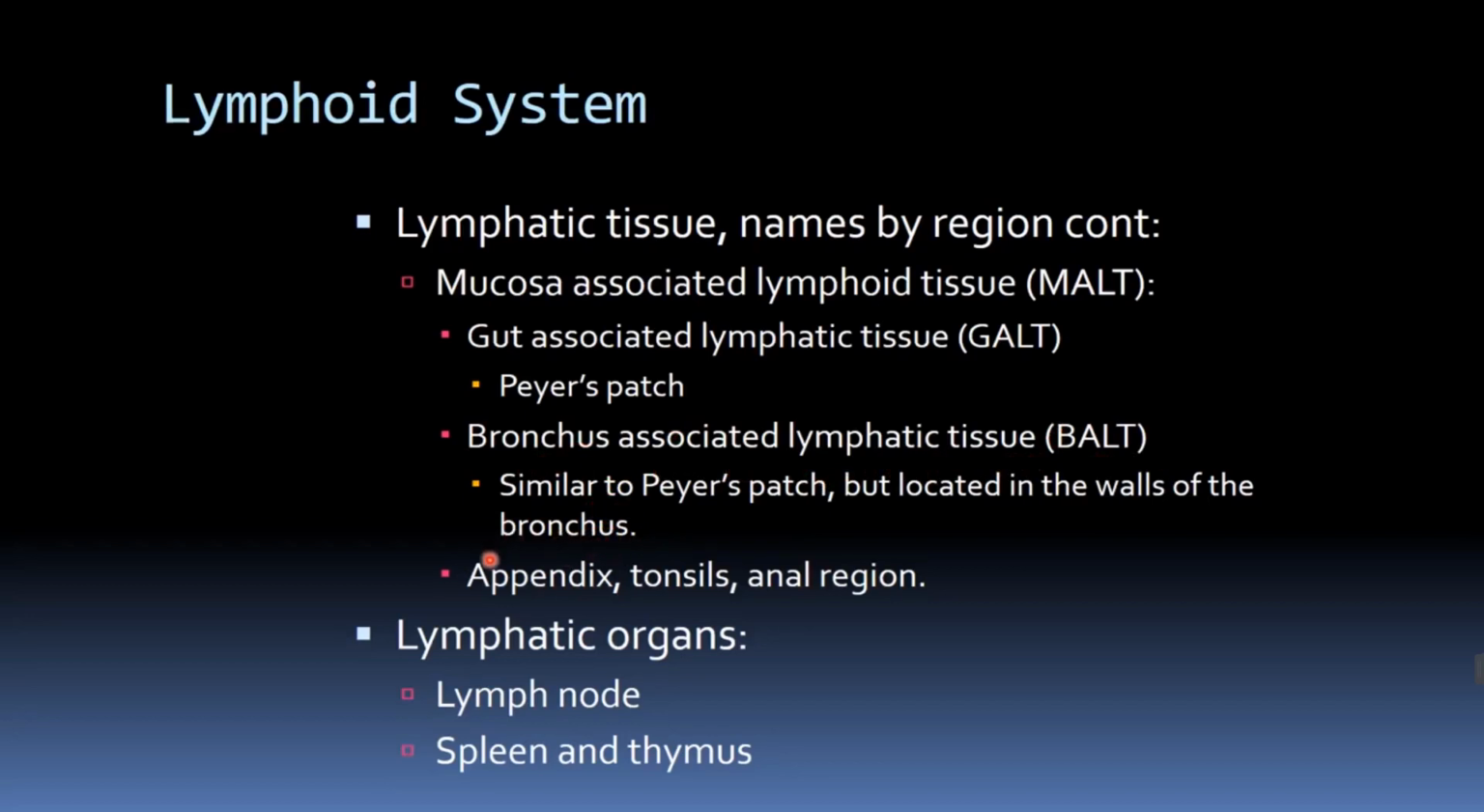In addition, your appendix, tonsils, and anal region contain large amounts of diffuse lymphoid tissue. Let me tell you a secret. Wherever you have an orifice or opening within your body, guess what? You're going to find some sort of diffuse lymphoid tissue. Why? Because these regions are being exposed. So think about it. When you're looking at the respiratory system or the digestive system, guess where the first starting point is? You got it, the oral cavity right here.